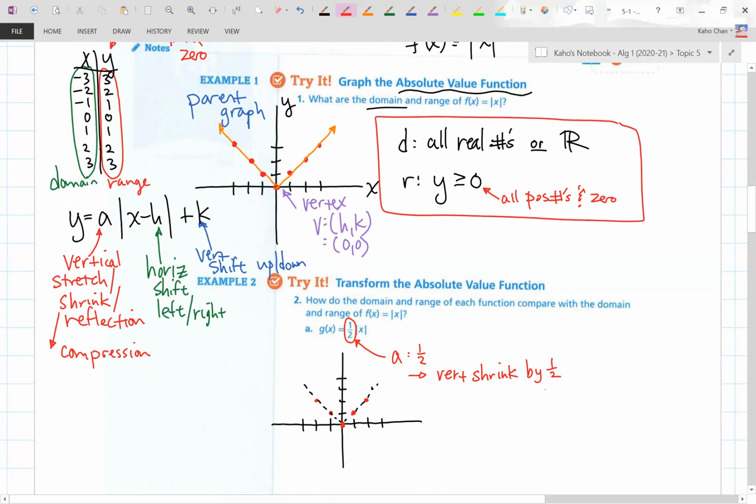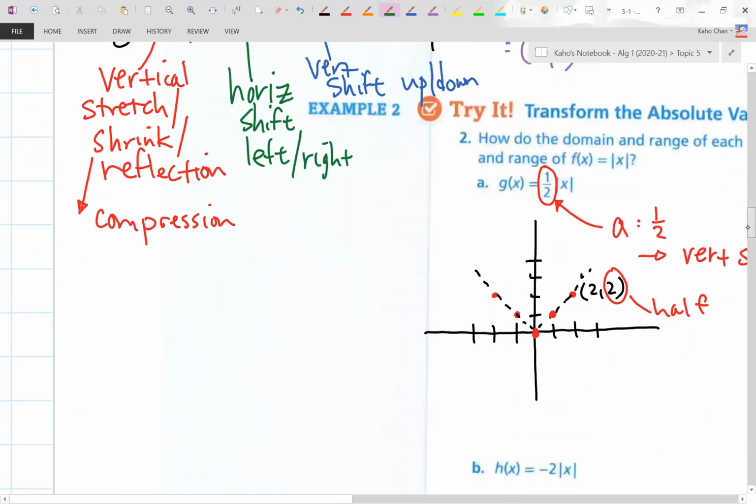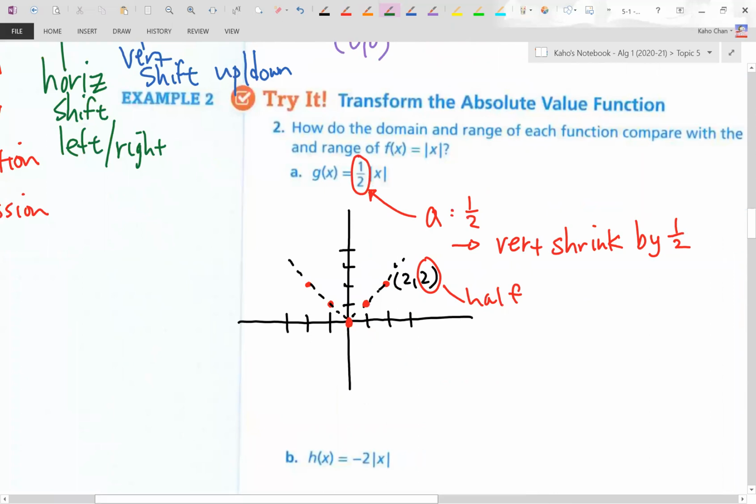The height of those points that are red, graph for the parent, will be chopped in half, literally. That corner point right there, 2, 2, that second value, the Y value, will be cut in half because of that 1/2 thing. It will drop to 2, 1. Let me zoom in a little bit so you can see it better. Sometimes I forget to do that. So 2, 2 becomes 2, 1.